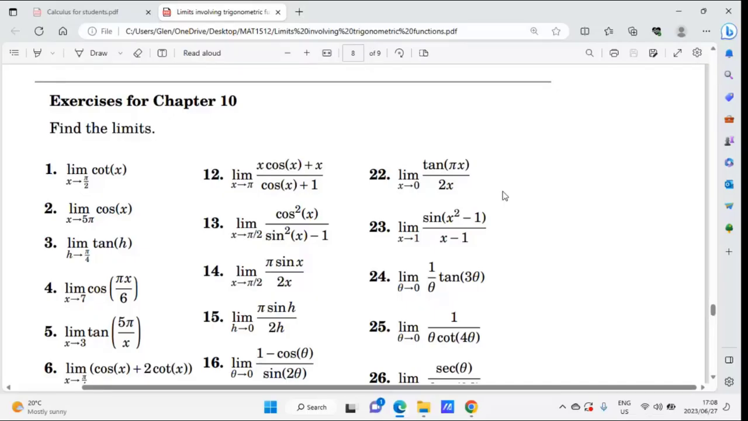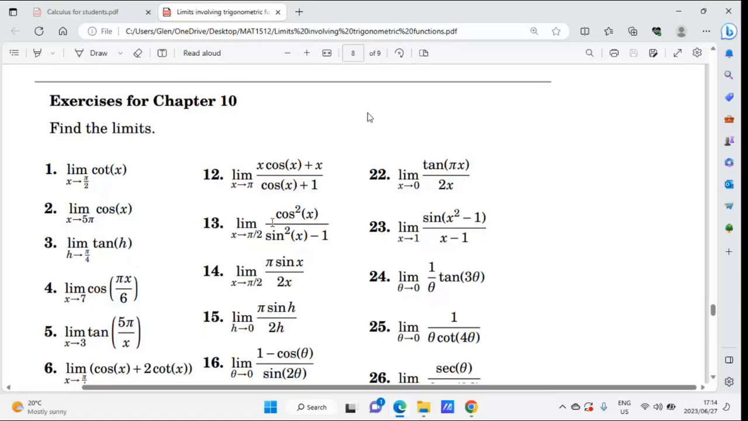Instead of working out number 22, we worked out number 23 yesterday. That was our last exercise. Now, let's start by finding the limit for number 22: the limit of tan(πx) over 2x as x approaches 0. Makwena? Yes, sir. Number 22.